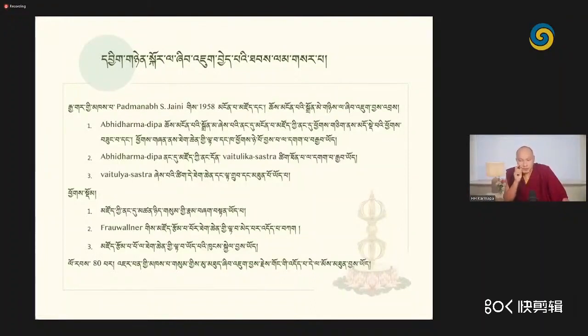But the refutation that Jaini makes of that is that in the Treasury of Abhidharma, there are many passages that show a Mahayana orientation. And there's also this presentation of the three characteristics. So it is not correct to say that the author of the Treasury of Abhidharma did not have a Mahayana orientation.